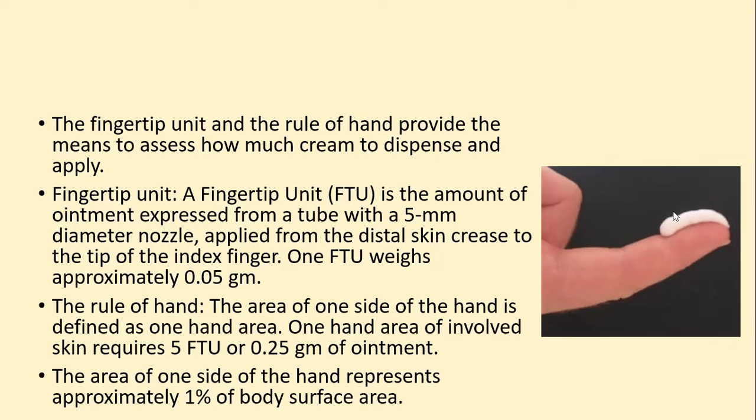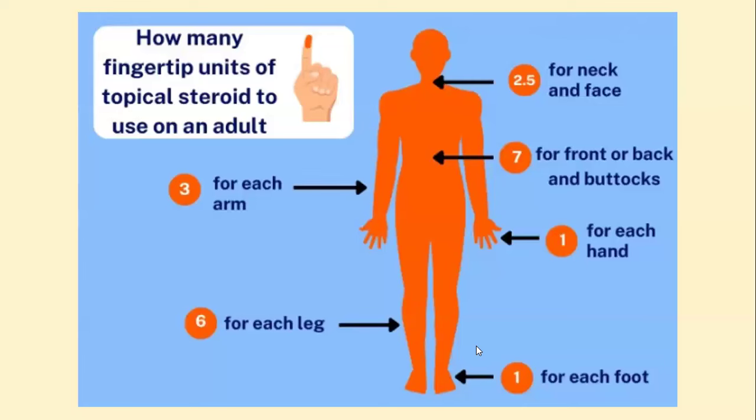Then the rule of hand. The area of one side of the hand is defined as one hand area. The area of the palm is 1% of the body surface area. One hand area of involved skin requires 1 fingertip unit, or 0.5 gram of ointment, for one application. This is how you can calculate with the fingertip unit.